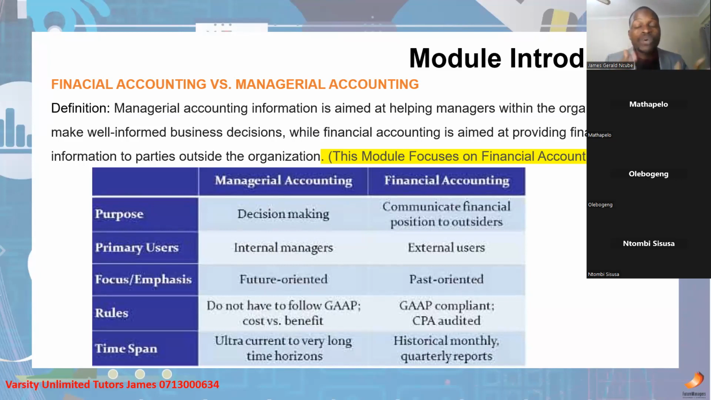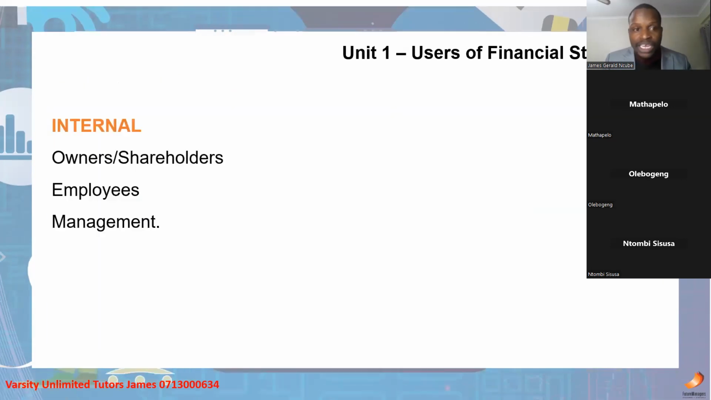So financial accounting is looking at the past and trying to report information that happened in the past. Whereas managerial accounting is about making decisions. You're saying, I have this information, what decisions can I make to improve the performance of a particular organization? So we talked about that.